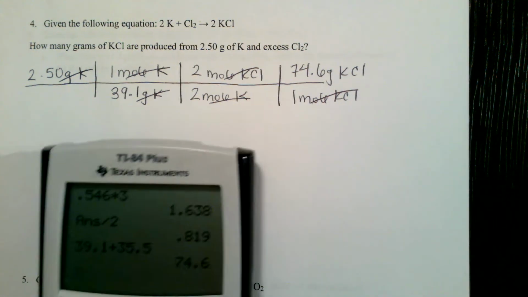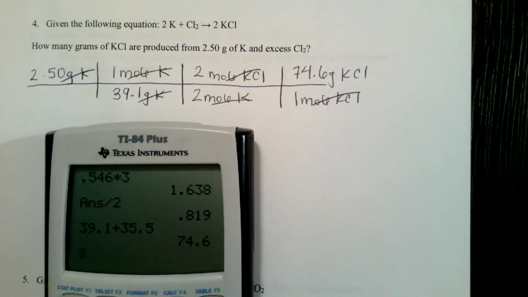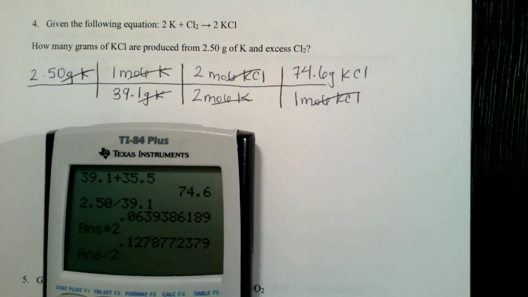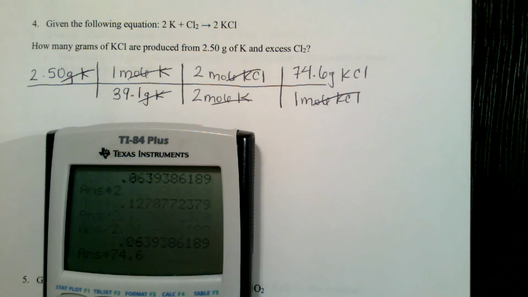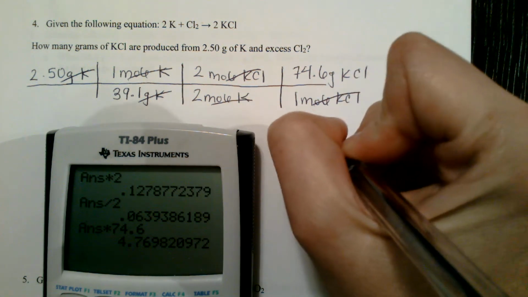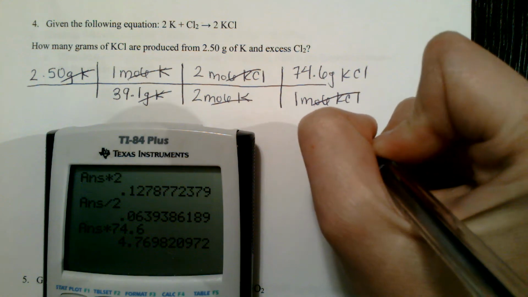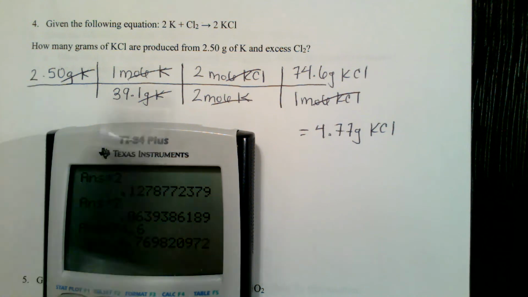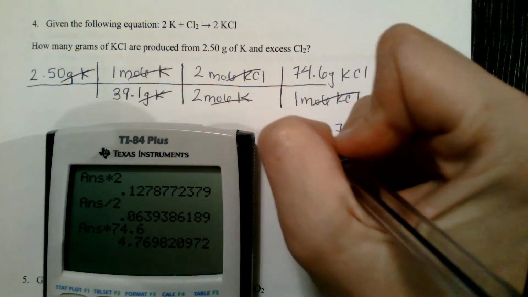Now I can punch all of this into my calculator and solve. So 2.50 divided by my 39.1. I'm going to take that and multiply it by 2, and divide it by 2, so my mole ratio here. And then I'm going to multiply by 74.6, which was my molar mass of KCl. When I do that, I get 4.77 grams of KCl, where 3 sig figs here tell me I need 3 sig figs here.